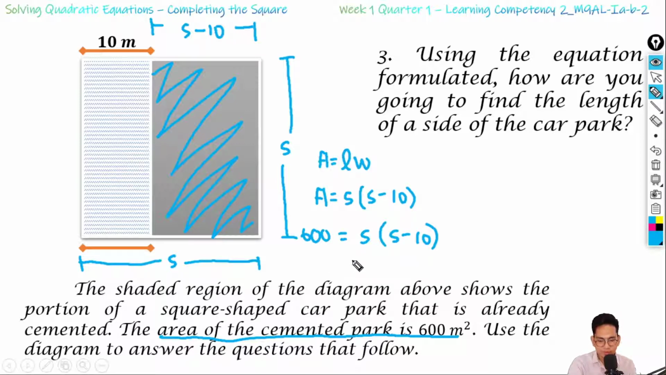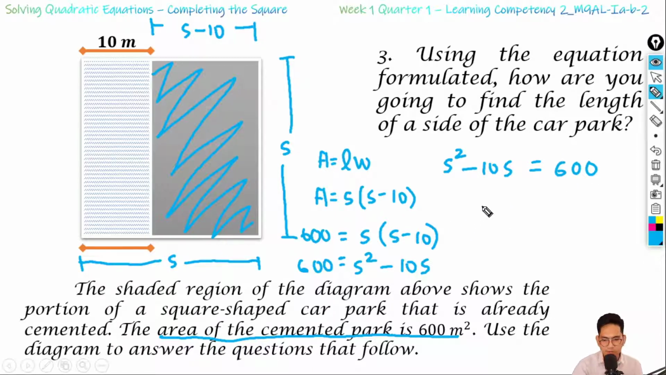And then simplifying further, we can have S squared minus 10S is equal to 600. And based on the skills that we have earlier, how do we make this expression a perfect square trinomial? So let us use the procedure that we have earlier. That is -10, we get the coefficient, divide that by 2, and then we square that, giving us 25, correct? And then adding that to both sides of the equation.